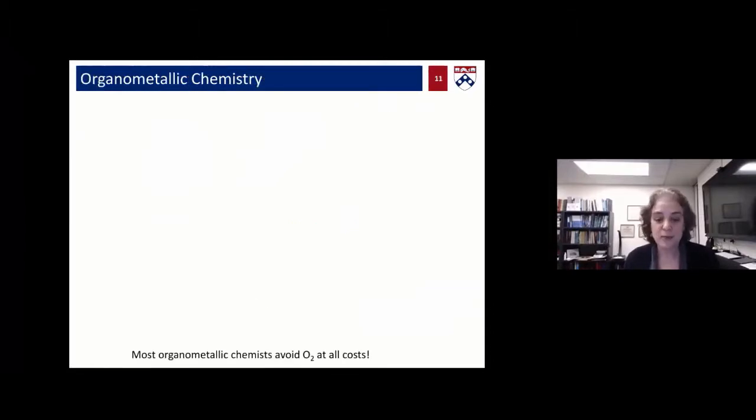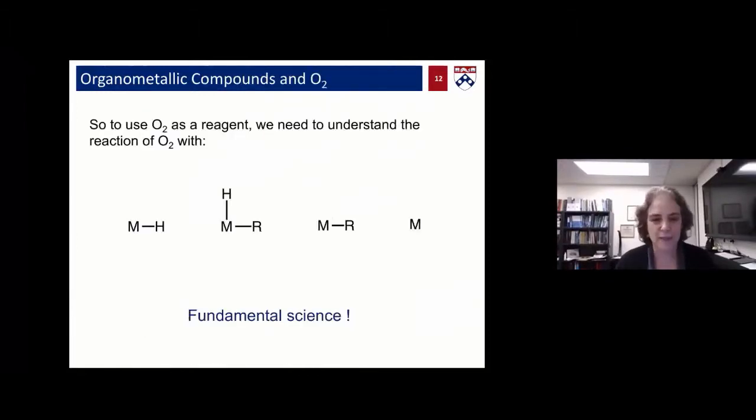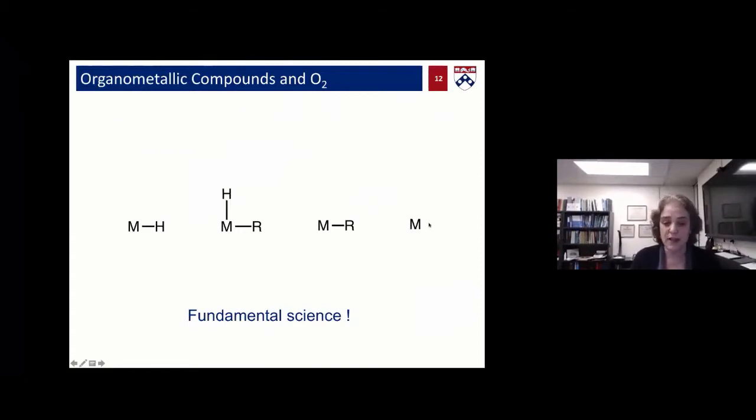And this is because most organometallic chemists work in glove boxes and Schlenk lines and vacuum lines, and they avoid oxygen at all costs. And the problem with that is that it leaves us in a bind because we don't really know how oxygen reacts with these compounds. So really, to use oxygen as a reagent across many reactions, we need to understand how oxygen reacts with metal hydrides, with metal alkyl hydrides, with metal alkyls, with open site metal complexes.